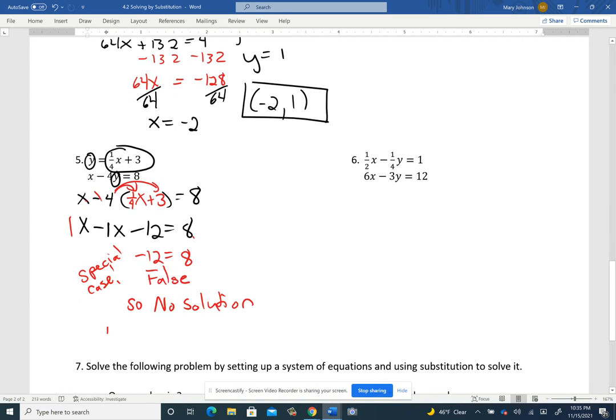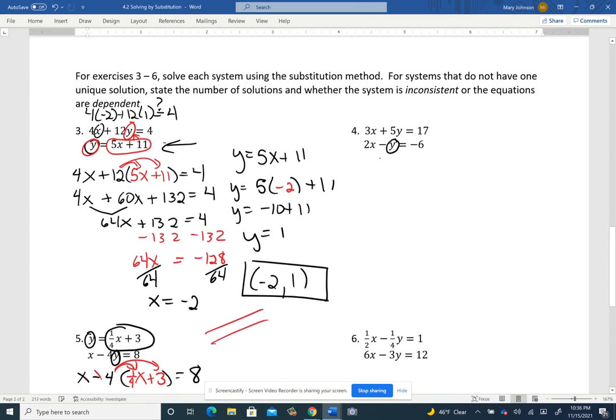All right, so if they use the special language, that would be an inconsistent system. No solution, inconsistent. What's really going on is those lines were parallel. All right. So let's go ahead and take a look at question number 4.